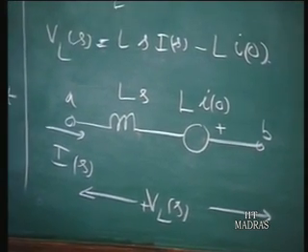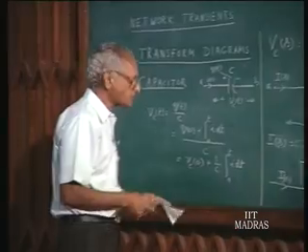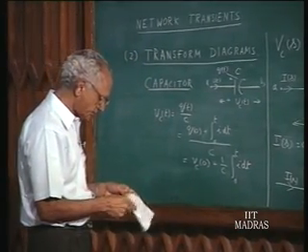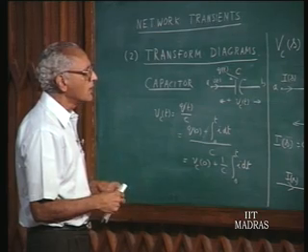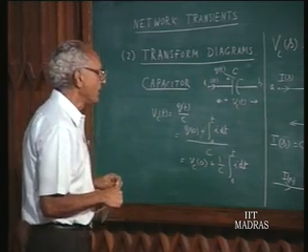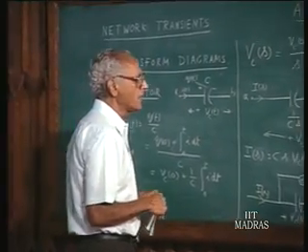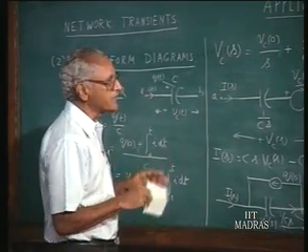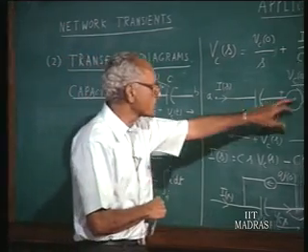Now, a few comments about what we have done so far. We see that unlike the AC circuit analysis, where we have impedances j omega L and 1 over j omega C, we have not only such generalized impedances, but also we have sources.